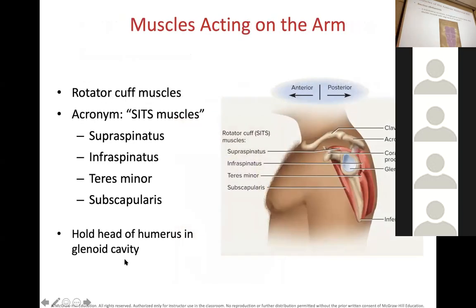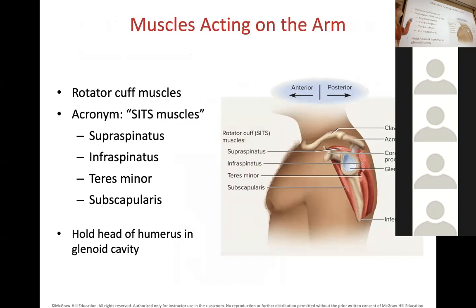So now I just wanted to really quickly touch on those rotator cuff muscles because they're easy to get confused and difficult to remember what they are and where they're located around the shoulder. So these are the four muscles that essentially hold your arm into the glenoid cavity of your scapula. So it's holding your arm on.